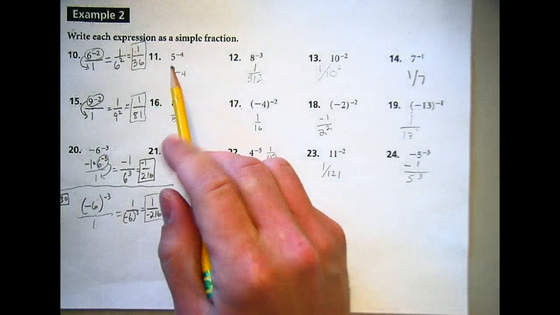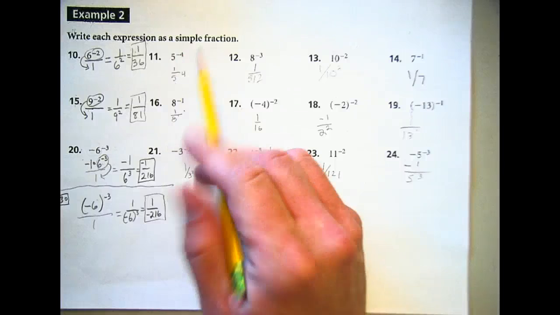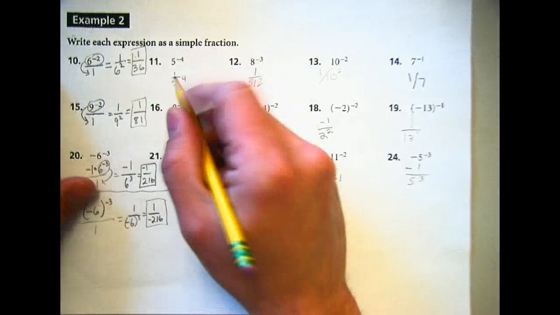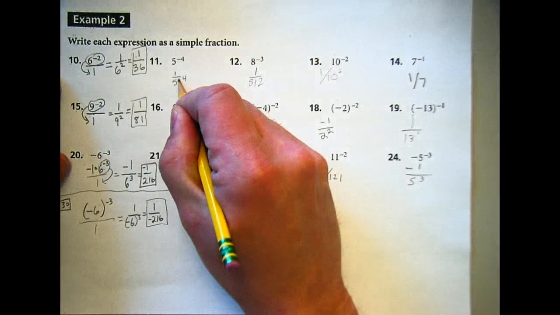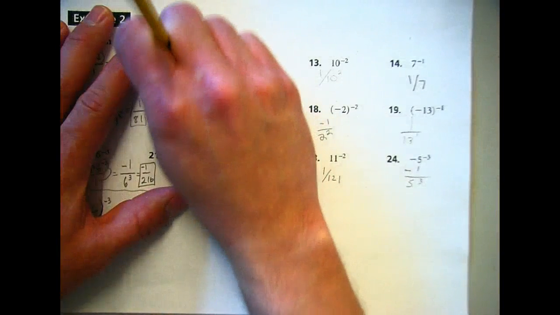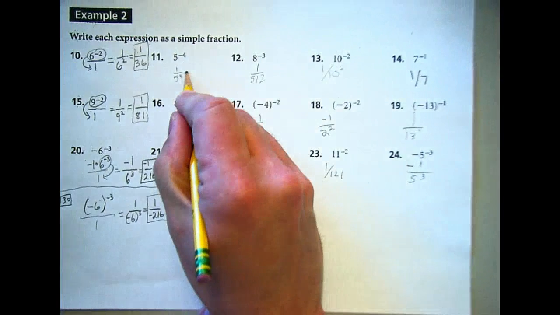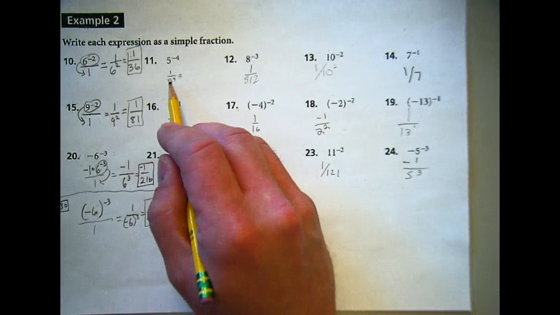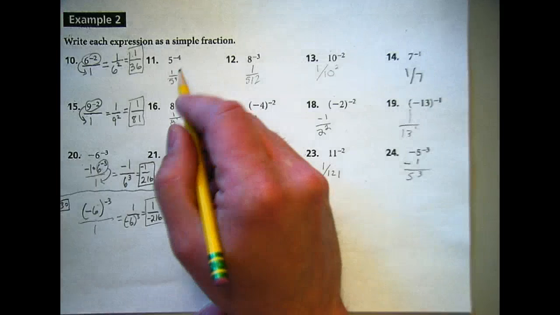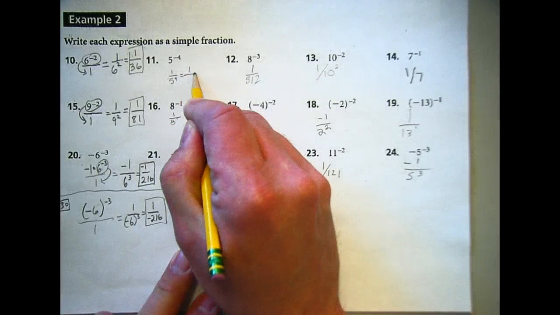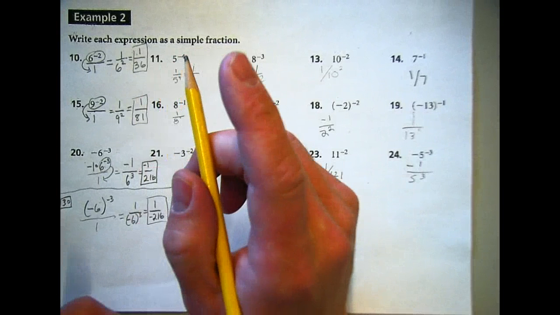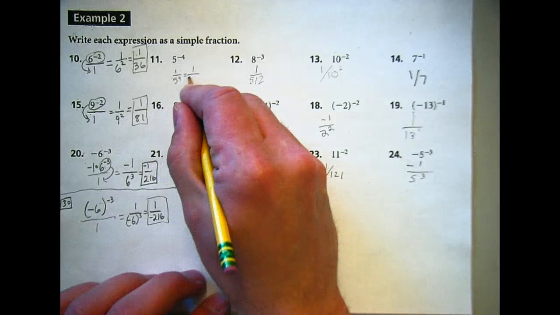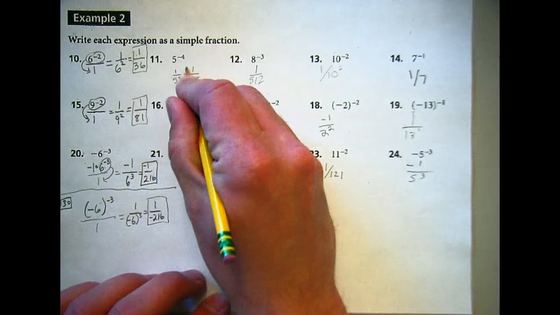Okay? All right. 5 to the negative fourth is 1 over 5 to the fourth. Good job. Let's make sure the 4 is over here, and that way we can see that it's on the bottom. And let's evaluate that. 5 to the fourth is 5 times 5, which is 25. 25 times 25, 625. All right? There we go.